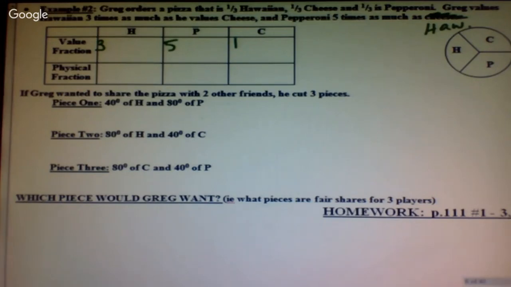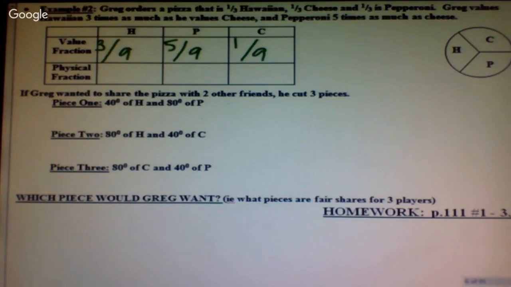Fantastic. Please watch the wording. They will trip you up, and I will tell you there is one on your quiz. So pay attention to what they're saying. So these value fractions are out of what? 9. Yes, you can change 3/9 to 1/3. You can leave it alone too.